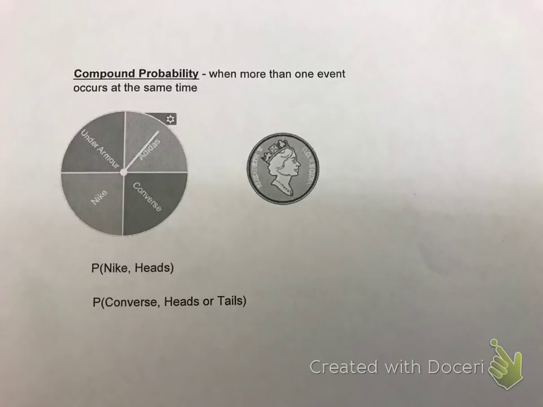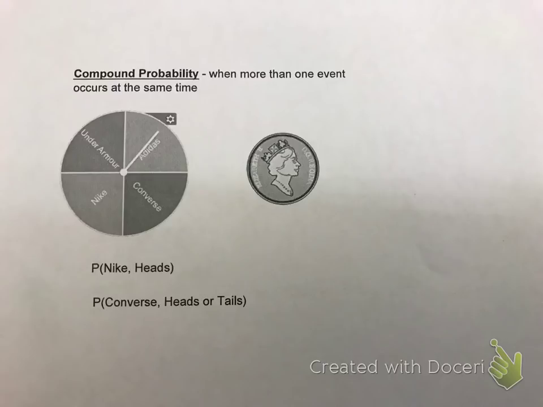Compound probability is when more than one event occurs at the same time. So here we have a spinner with 4 sections and a coin. So we need to find the probability that the spinner lands on Nike and that the coin lands on heads. So the key mathematical operation that we always need to remember with probability is multiplication.